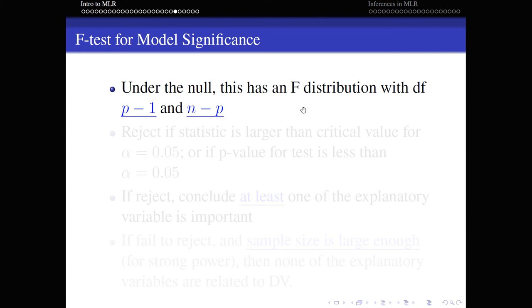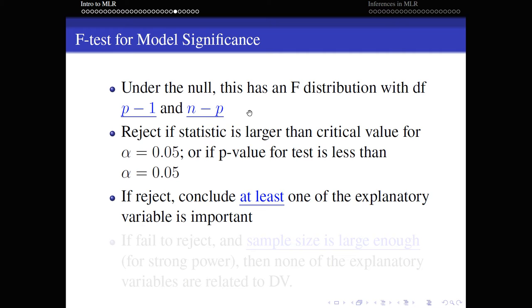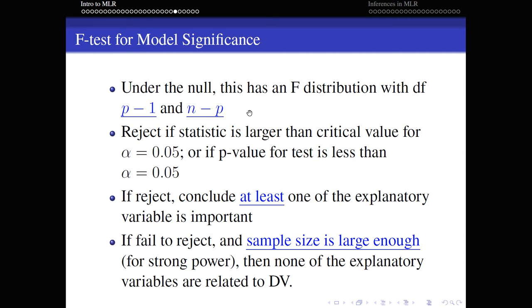Under the null hypothesis, the F statistic has degrees of freedom p minus 1 and n minus p. Recall it has 2 degrees of freedom: degrees of freedom for the numerator and degrees of freedom for the denominator. We interpret the test statistic as always, and then if we reject, we conclude again that at least one of the explanatory variables or IVs is important.